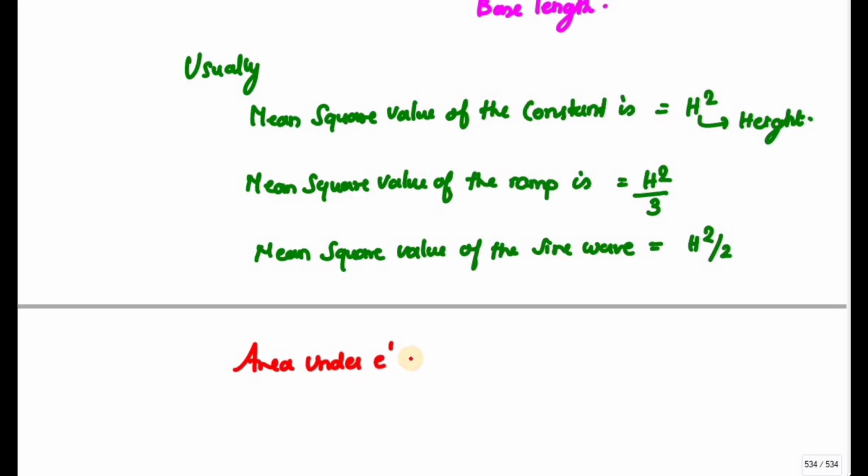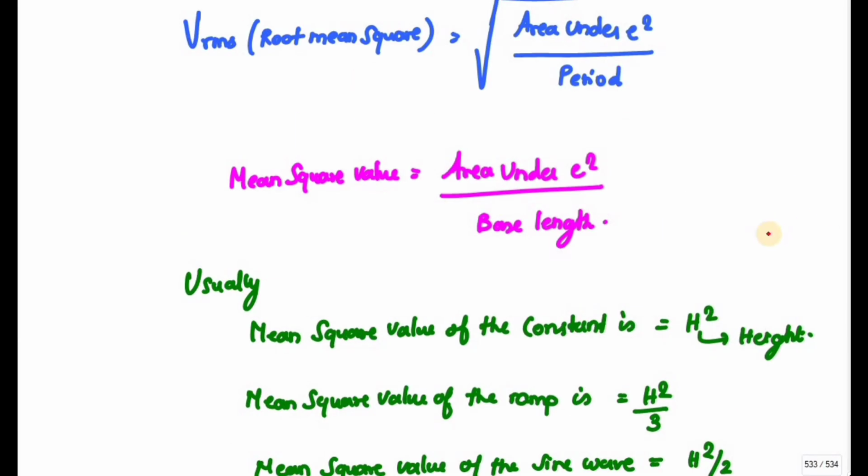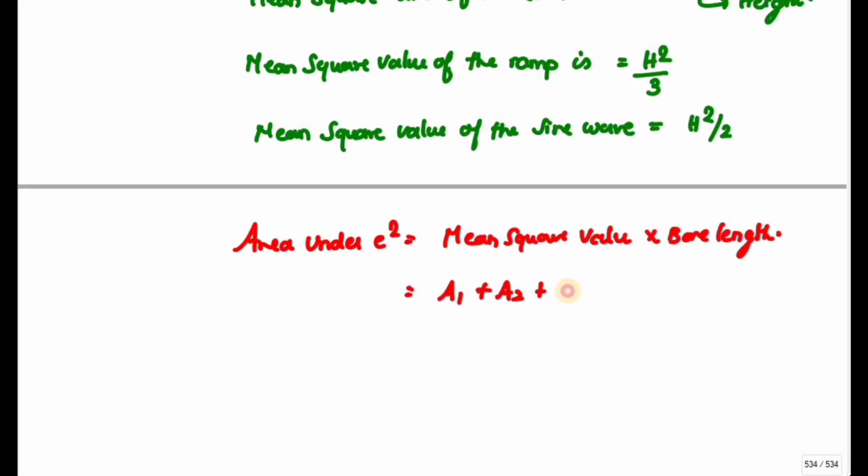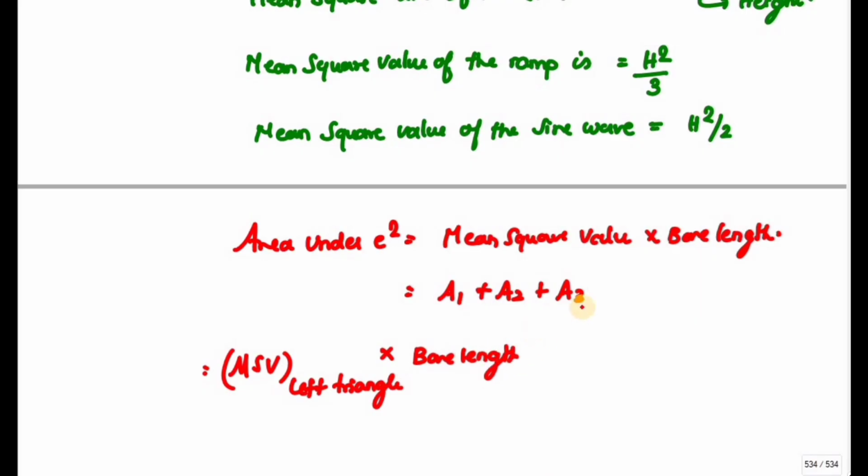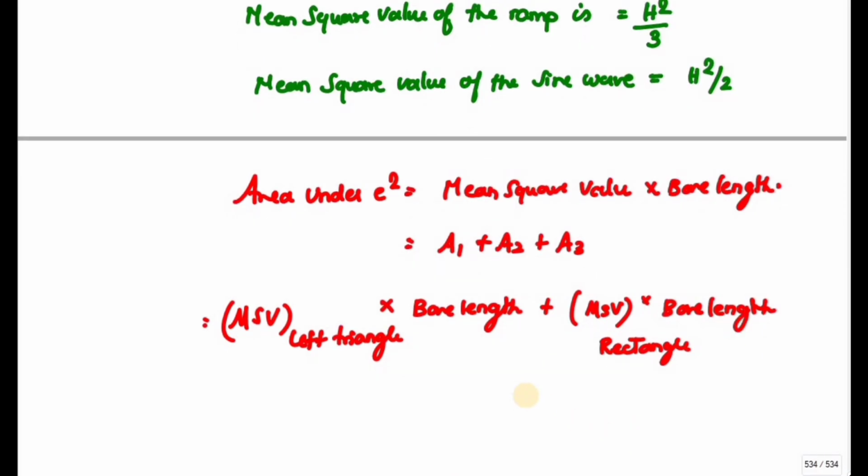So to find the area under E square, that is equal to the mean square value into the base length. So how to obtain the mean square value? I have three areas, right? So A1 plus A2 plus A3. In order to obtain the value, the area is equal to the mean square value of the left triangle, which is a ramp signal, into the base length, plus the mean square value of the rectangle into the base length, plus the mean square value of the right triangle into the base length.